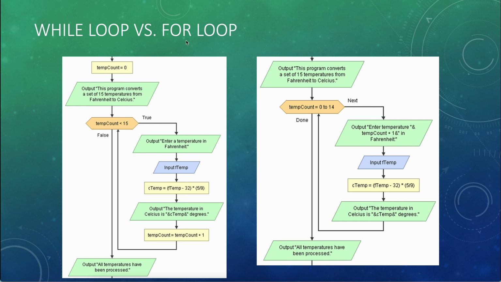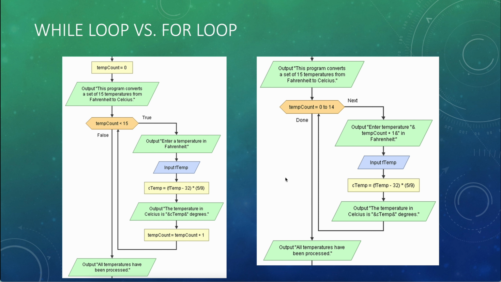Here we have the while loop versus the for loop. When you know the number of times that a loop needs to repeat, the for loop simplifies it. With the while loop, we had to create a counter, and within the loop we had to increment the counter, and it also had to be initialized, so we had to set it to 0. And then the condition temp count less than 15, and within the loop temp count equals temp count plus 1. So we had to do all of that manually.